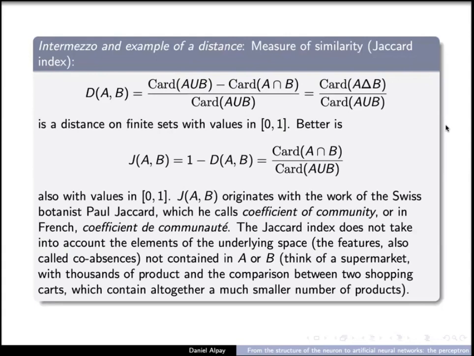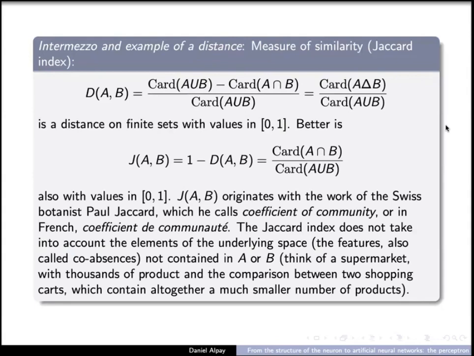But sometimes you don't want the distance, you want to see when things are similar. And then you look here at 1 minus D, the cardinal of the intersection divided by the cardinal of the union. Then it's a measure of similarity. And this was found already in 1901 by the Swiss botanist Jaccard, who called it the coefficient de communauté. He wanted to compare floras in different parts of Switzerland.